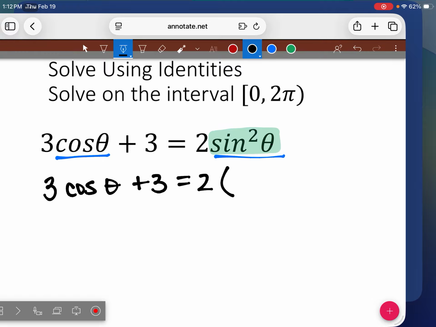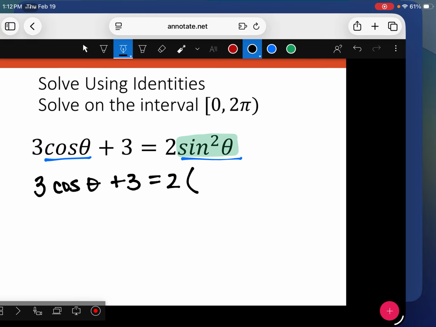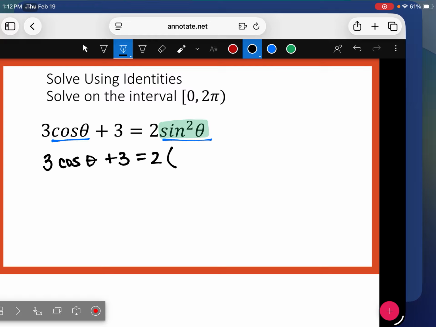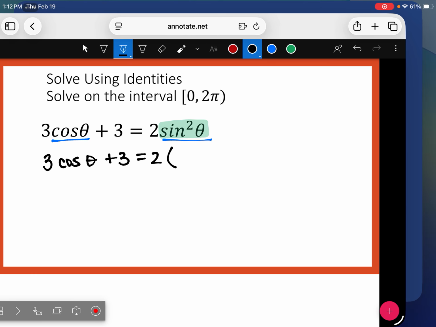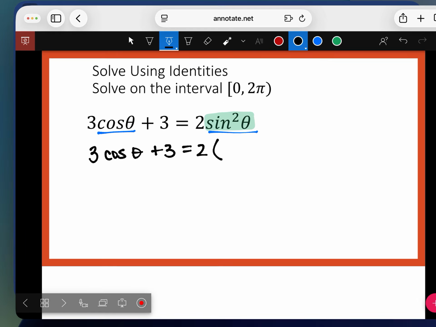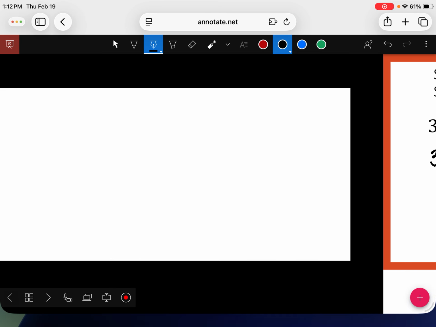Now start a parentheses. Let me go back to the last screen if it'll let me. I don't know. Hold on. It's just so weird. Okay, there we go. There we go. Okay.